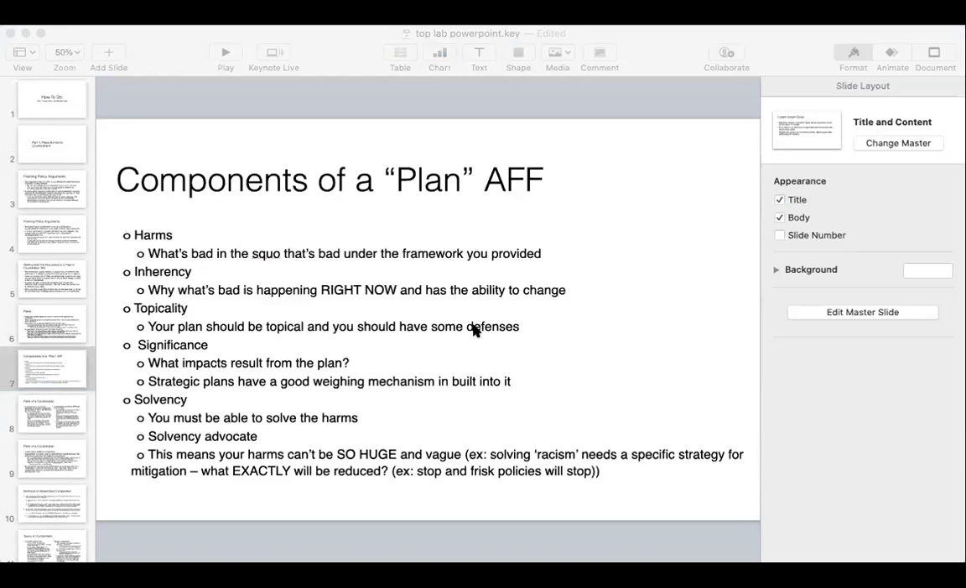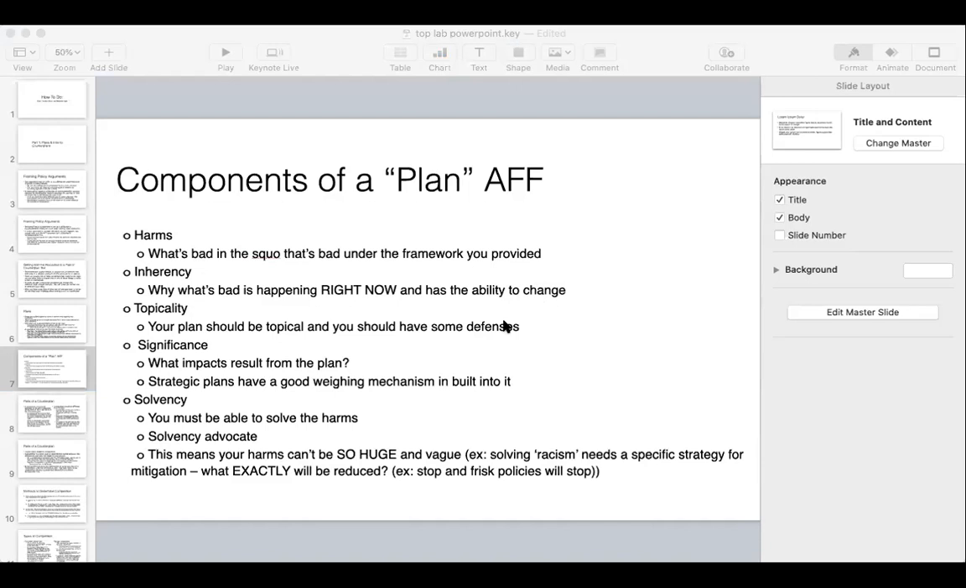One thing to keep in mind here is the solvency advocate. Actually, does anyone know what a solvency advocate is? Does anyone want to take a crack at guessing what they think it is? You can say it out loud or put it in the chat. It's okay if you guess. Okay, I'll let y'all off the hook for this one, but for the next question, more people should try and answer.